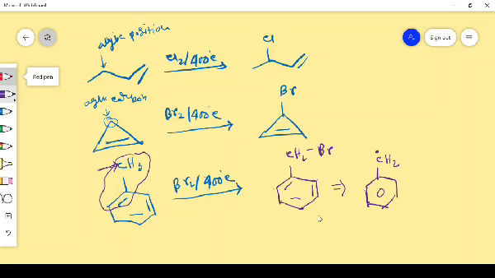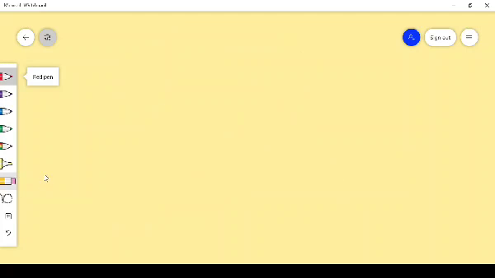Now we already talked about allylic bromination by Br2 at 400 degree temperature. Now let's go for the most popular allylic brominating reagent, that is NBS. So this is another brominating agent, called NBS.